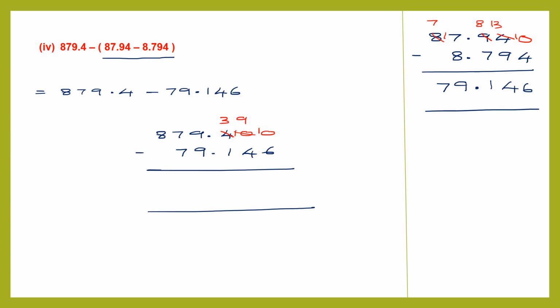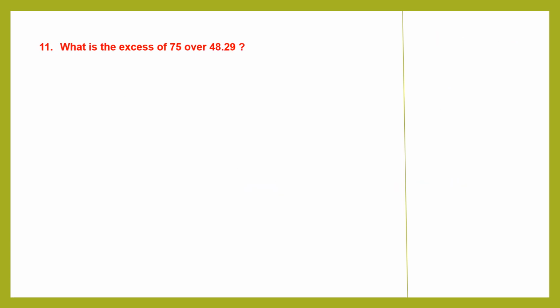10 minus 6 is 4. 9 minus 4 is 5. 3 minus 1 is 2. Put the point. 9 minus 9 is 0. 7 minus 7 is 0. And here we have 8. So what do we have? 800.254. Let's write out our answer. 800.254 is our final answer.